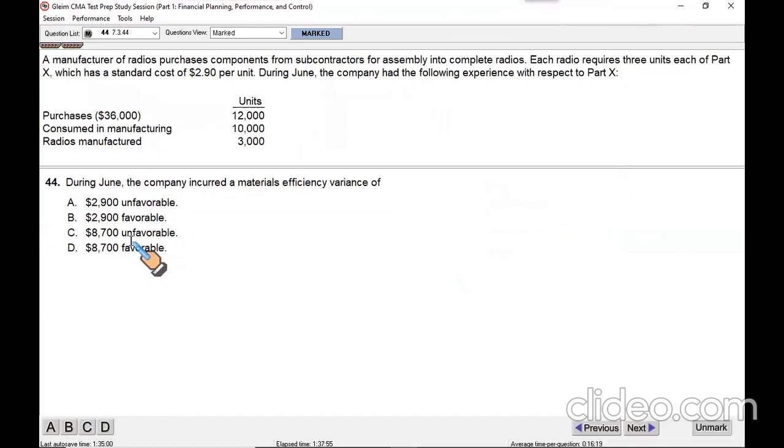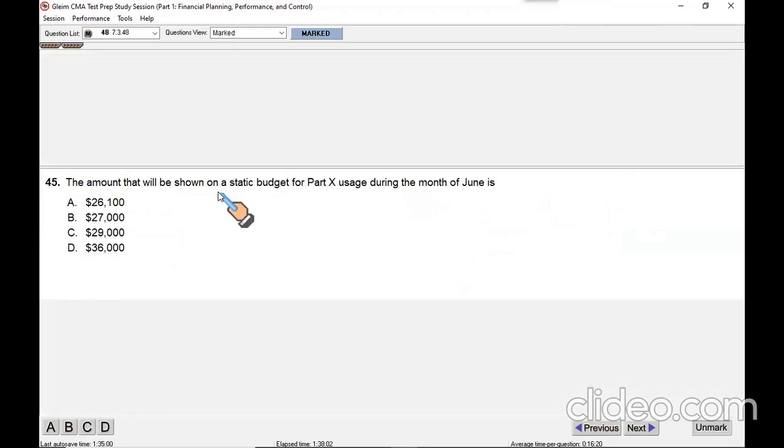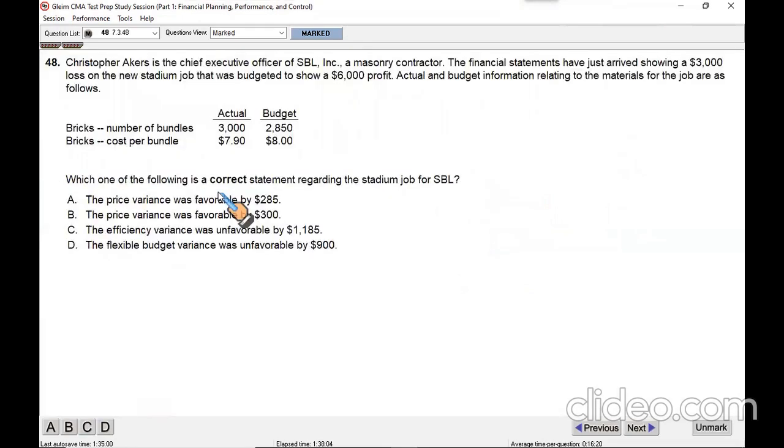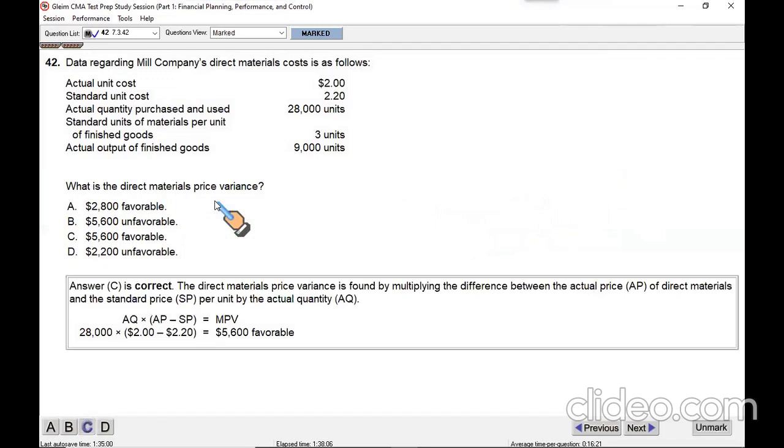And that's your answer. Now, this is a good one because in this question, you will do material efficiency as well as the static budget variance. So the rest is different. Okay, let's do this one.